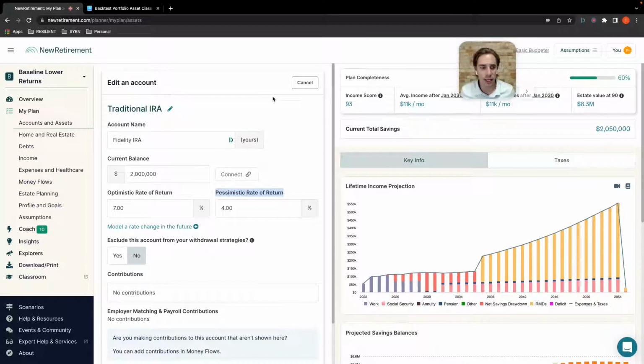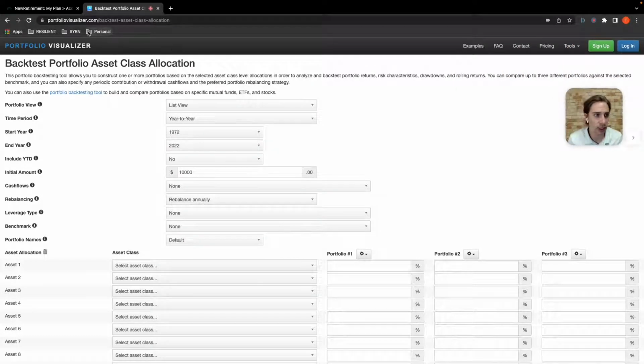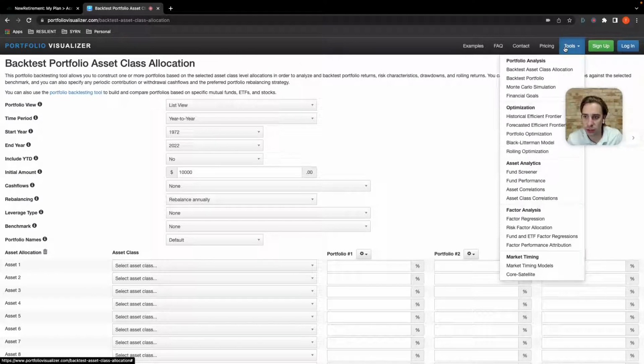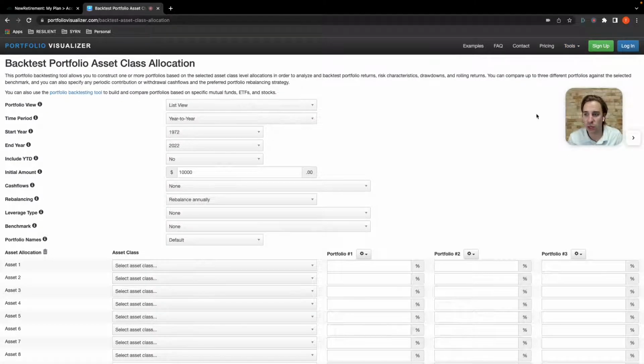Okay, that's better. So what you're going to want to do is go to Portfolio Visualizer. If you go to portfoliovisualizer.com, go to the Tools tab up here and go to Backtest Asset Allocation. We're going to backtest an asset allocation to see, historically speaking, what the returns have been for a specific asset allocation. You might be asking, what does that mean? Stocks to bonds and any other asset classes that you own within your retirement accounts and investment portfolio.